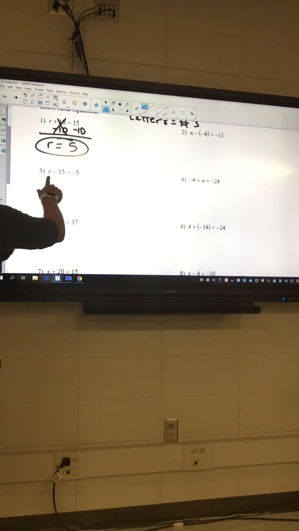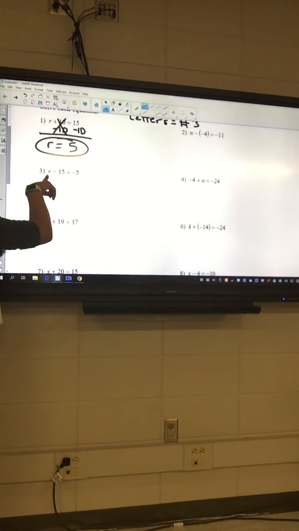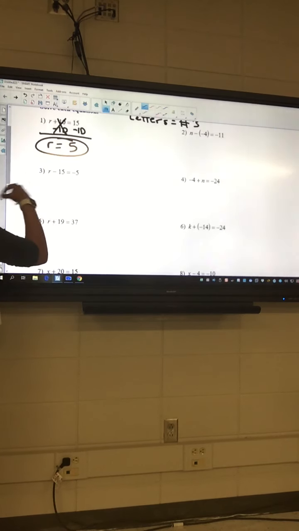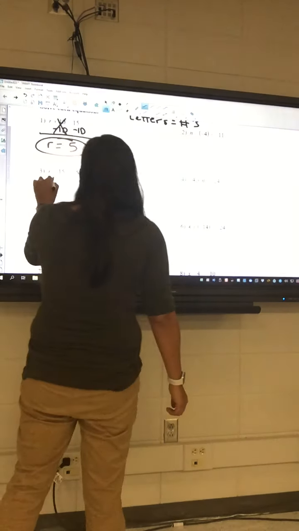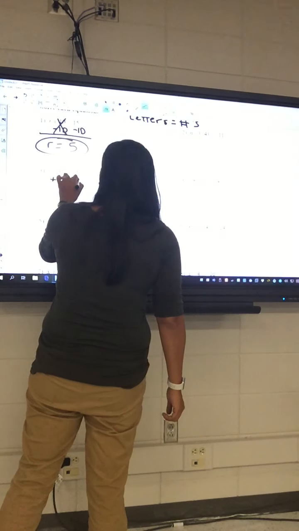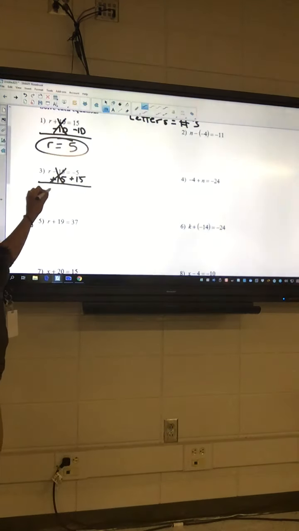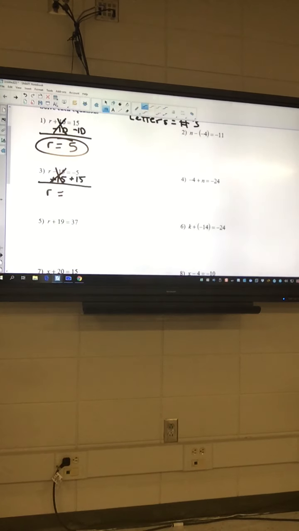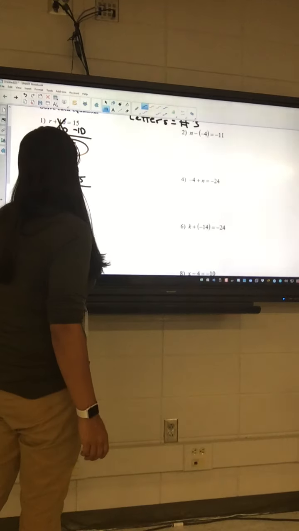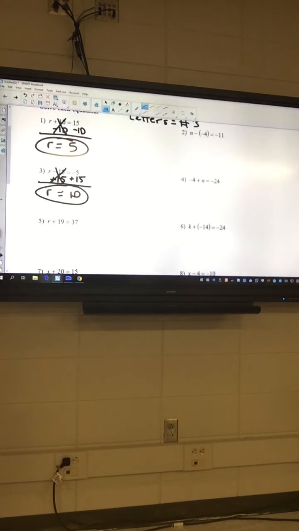R minus 15. Is this a letter or a number? Letter. Okay, letters go on the left, so it's good. Minus 15, is that a letter or a number? Number, so it needs to be moved. How do I move a minus? Add. Okay, if I do it to one side, gotta do it to the other side. Okay, so the 15s cancel. I'm left with R equals negative 5 plus 15, 10. R equals 10, not just 10.